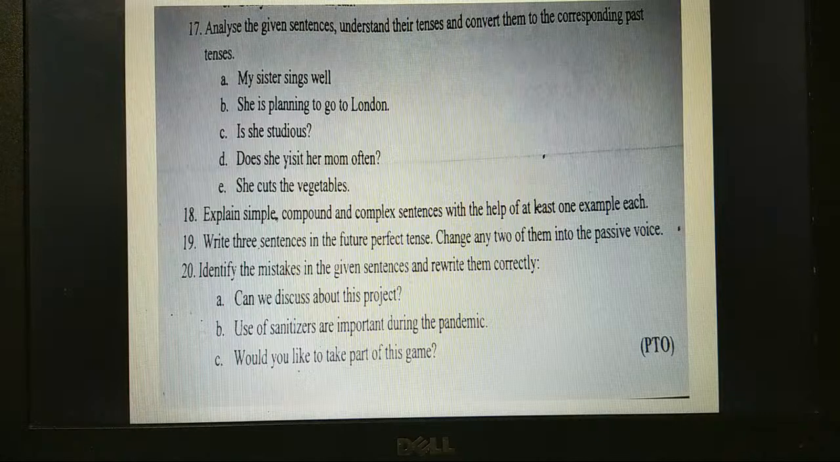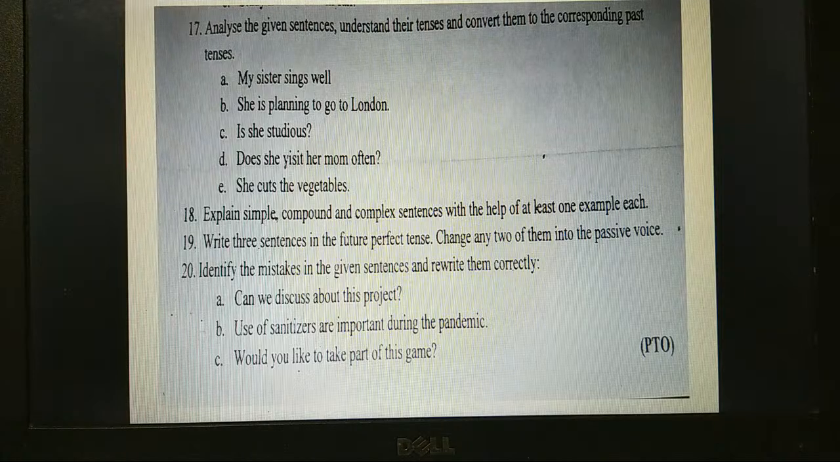Now we move on to question number 19. Write 3 sentences in the future perfect tense. Okay, 3 sentences in the future perfect tense, that is number 1. Change any 2 of them into the passive voice. So 3 plus 2, 5. You get 5 marks. Remember, 3 sentences in the future perfect. Of the 3 future perfect sentences, you have to change 2 of them into passive voice.